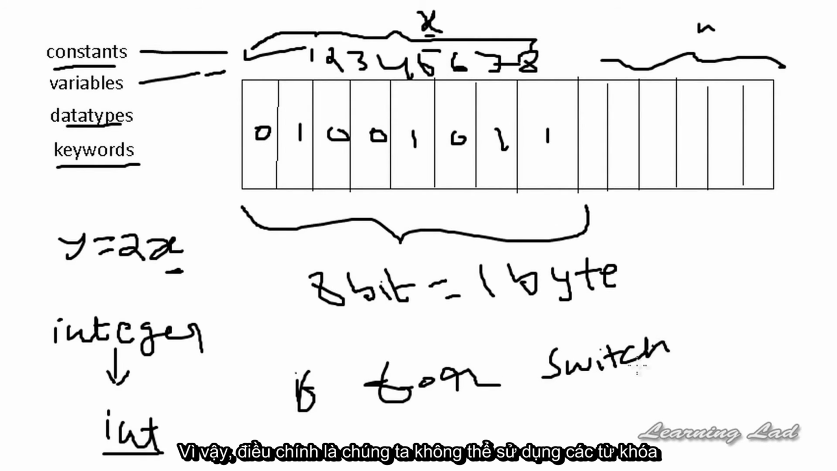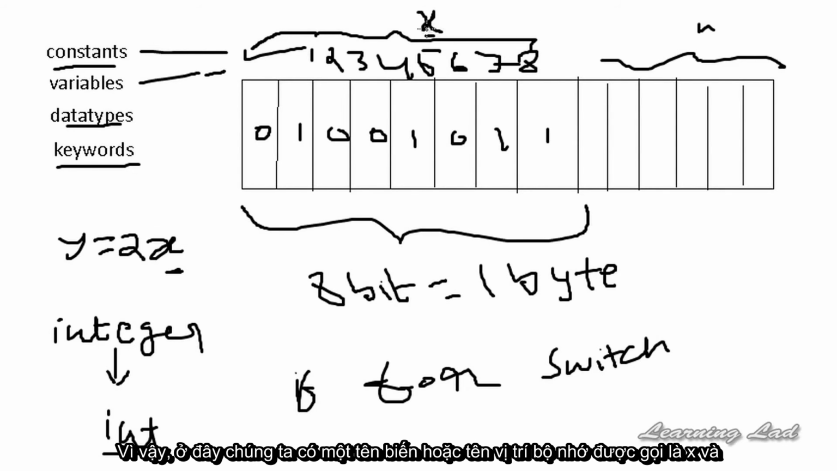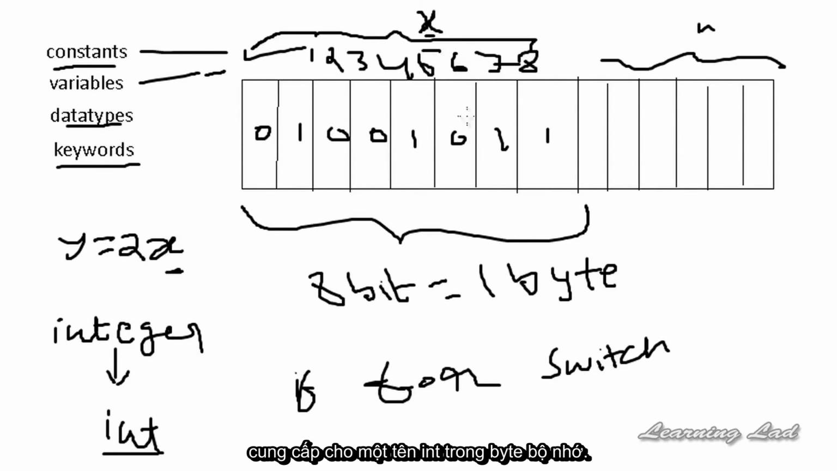So the main thing is we can't use these keywords, whatever keyword is there, with our variable name. So here we have a variable name, or the name given to the memory location is called x, and here we can't give a keyword. For example, I can't write int here, or I can't give a name int to the memory byte.